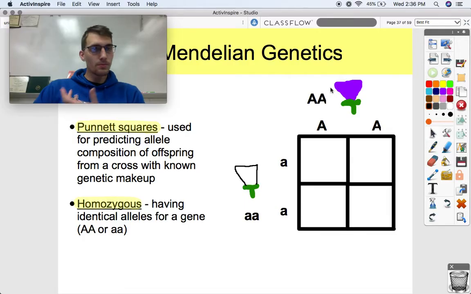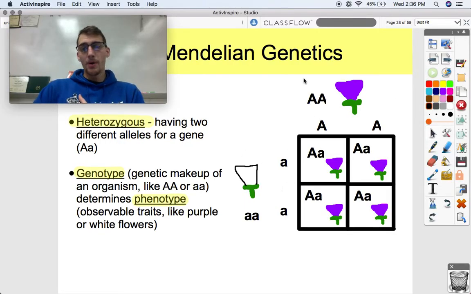All right, so remember, what happens when we cross these? Well, we get all purple flowers, right? But why do we get all purple flowers? Because of another one of Mendel's concepts: the dominant allele is expressed over the recessive allele. So that means that the purple trait will be expressed over the white trait.